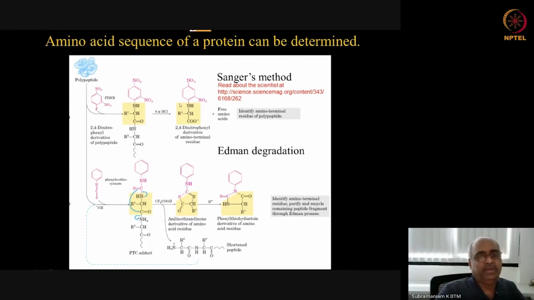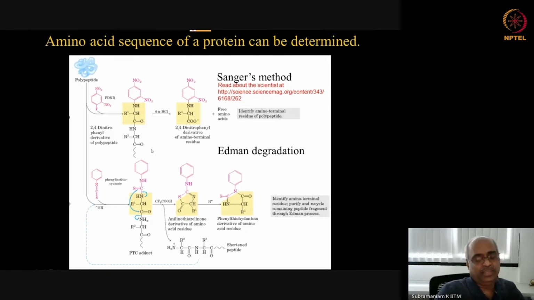Now you identify the amino acid that is the derivative with FDNB, because this amino acid is going to have this group which does not exist in the normal polypeptide. And this particular amino acid, whatever be the R group, is the N-terminal amino acid. So this is how you can identify the N-terminal amino acid.